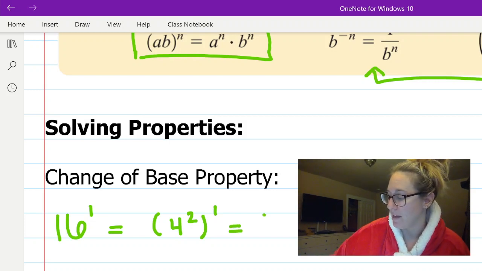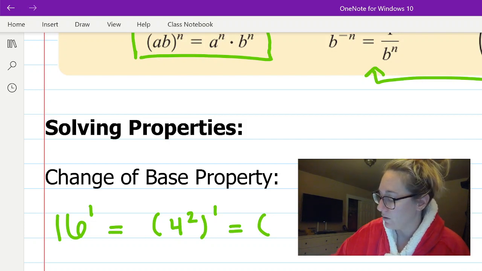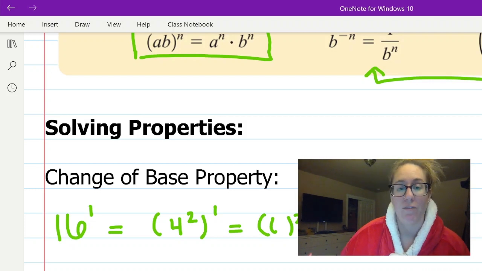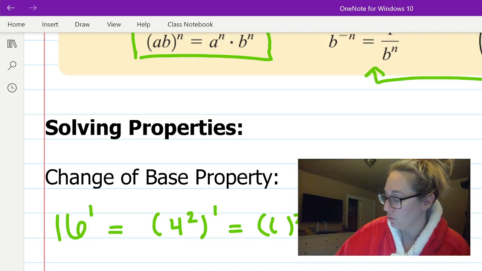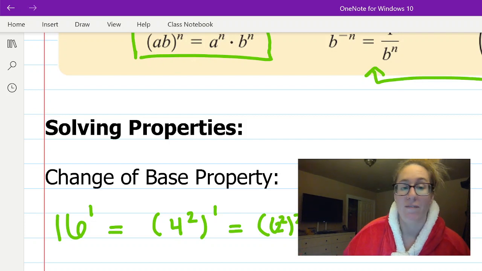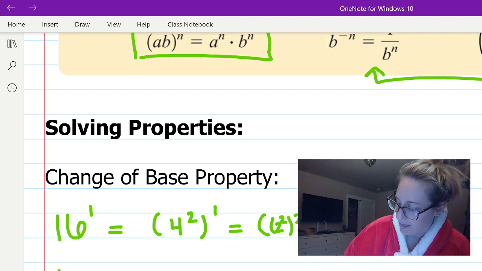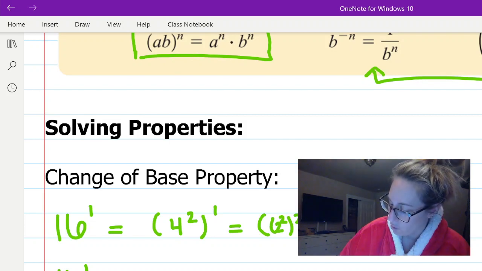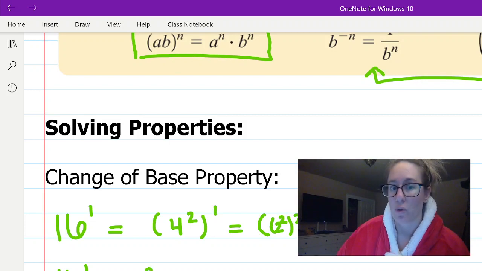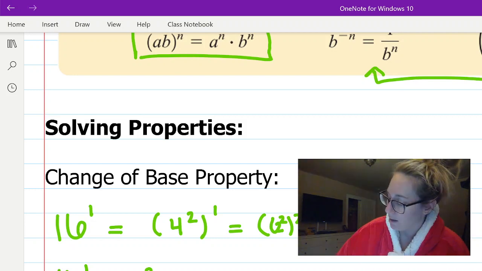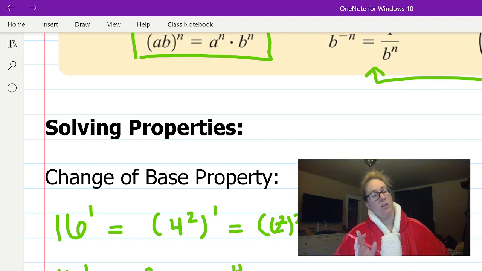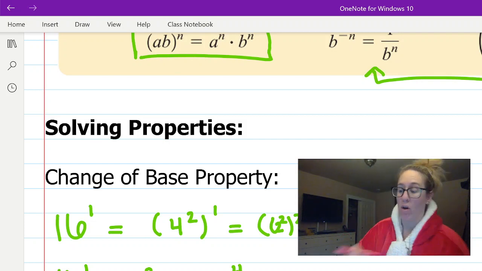I can also do that again. So again, I'm keeping the outer parentheses of 1. Now I also have an inner parentheses with a 2, but now I want to rewrite the 4, and 4 can be rewritten as 2 squared. So I've now changed my base number to a 2. If we simplify each step, we've got 16 to the first. 4 squared to the first is just 4 squared. 2 squared squared to the first becomes 2 to the fourth. All three of these things are equivalent to each other, but they all have different bases.